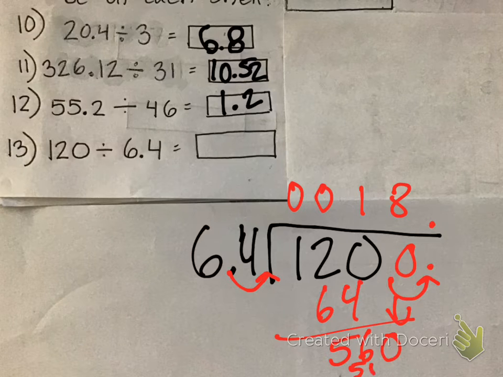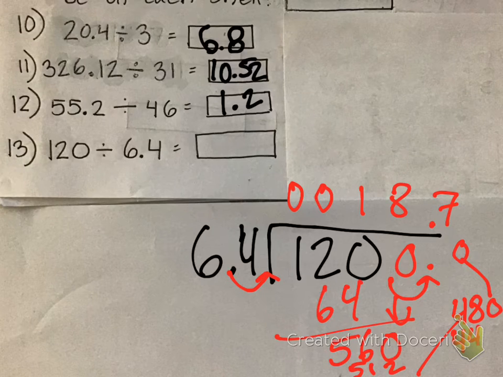512, yes. When we subtract that, we end up getting 48. We now bring down our 0. 480, it goes in 7 times. So we know that 7 times 64 is 448. We do that subtraction, we get 32. Bring down the 0, and it goes in exactly 5 more times.